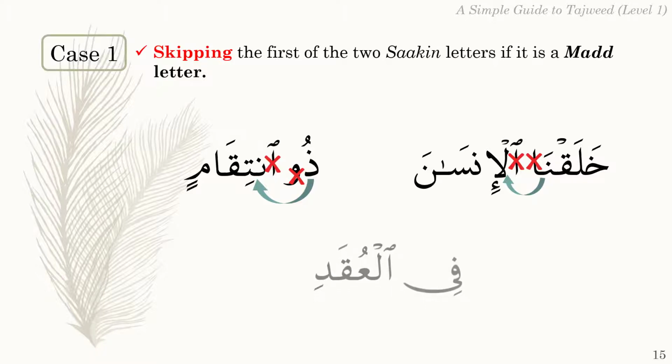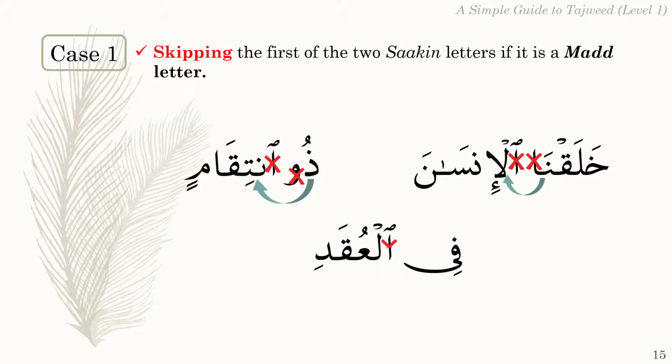انتقام. In the third example, when we skip Hamzatul-Wasl, the first sakin is the ya mad and the second is lam sakina. So we have to skip the mad letter to avoid reading 2 sakin letters following each other. So we will connect from fa with kasra to lam sakina. في العقد.